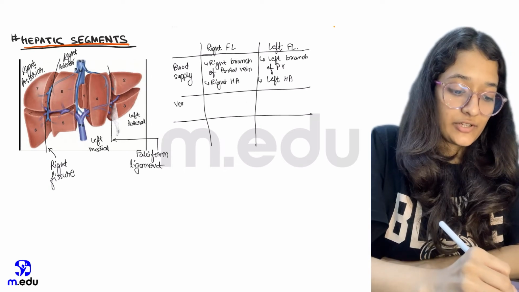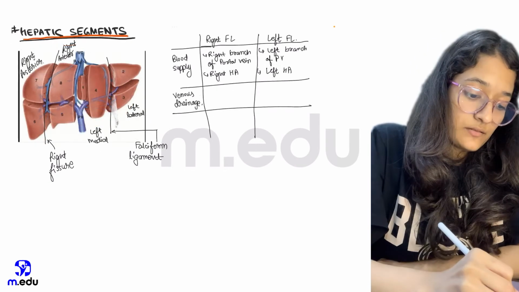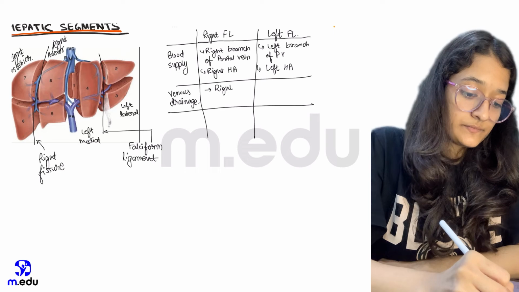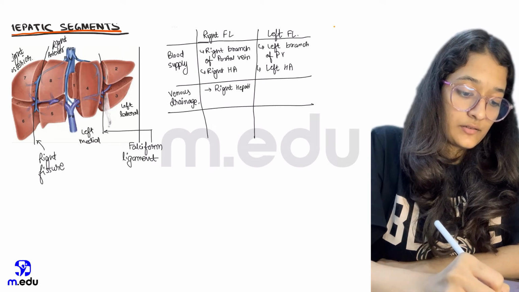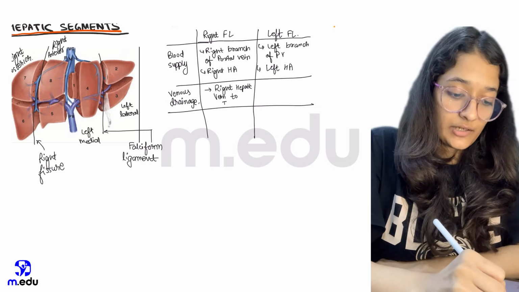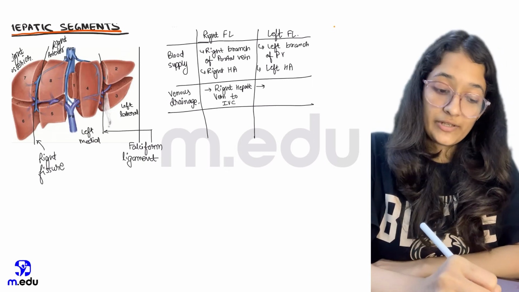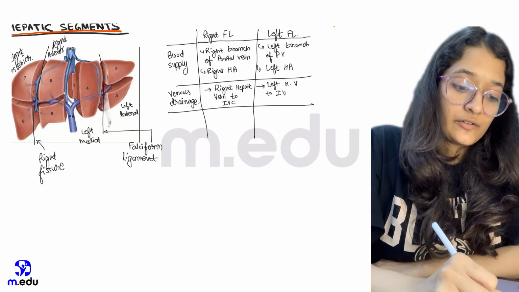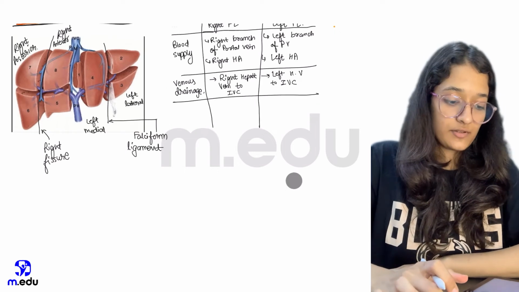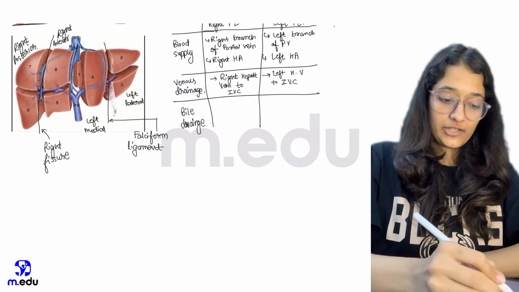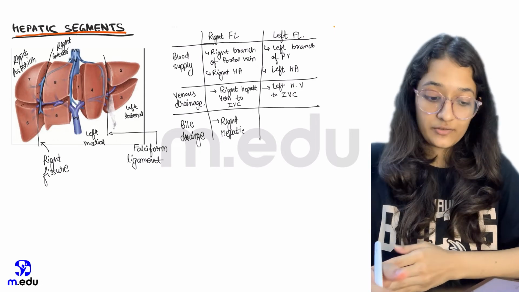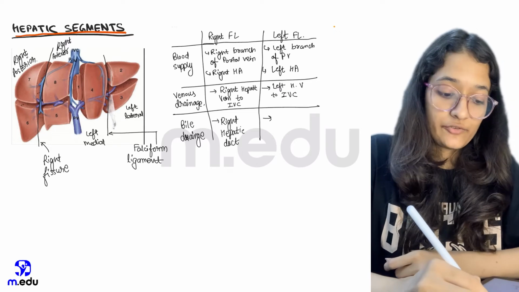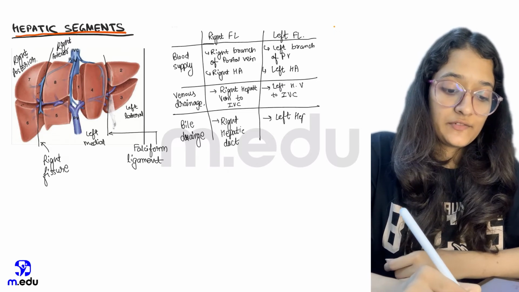Now, if we look at the venous drainage, the right functional lobe will drain into the right hepatic vein to the inferior vena cava, and the left functional lobe will drain into the left hepatic vein to the inferior vena cava. Sorry for the short forms. Now if we talk about the bile drainage, the right functional lobe will drain into the right hepatic duct, and the left functional lobe will drain into the left hepatic duct.